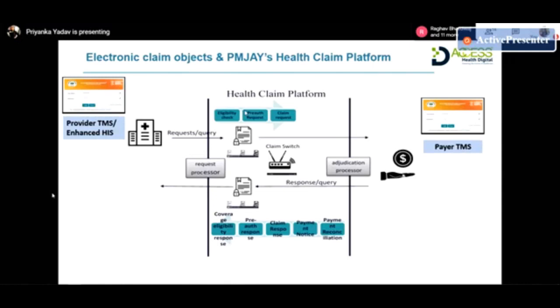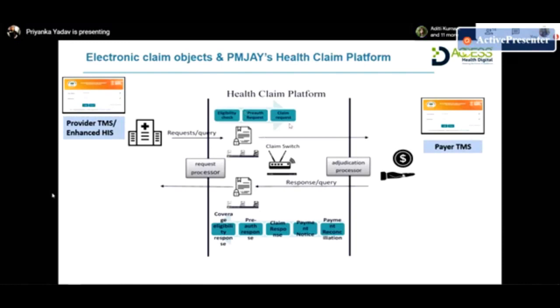Because in health insurance, there is an implied consent between the health payer and the beneficiary that they can access a patient's data for any claim-related information, and they don't need a separate consent there.